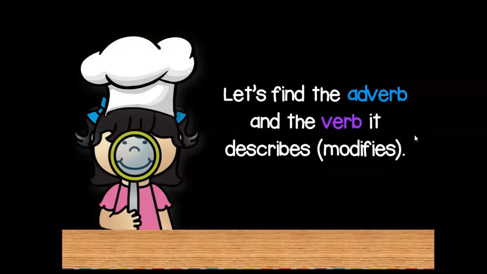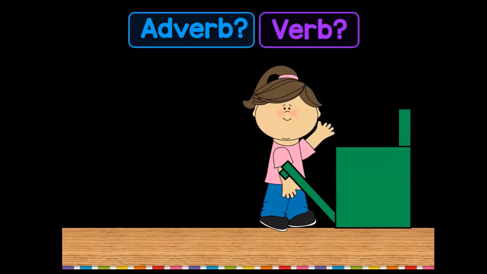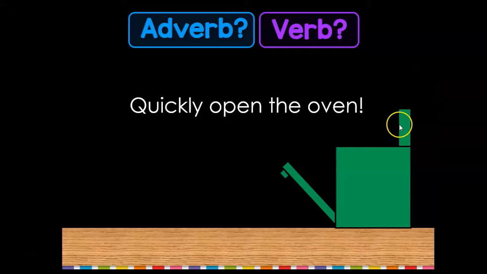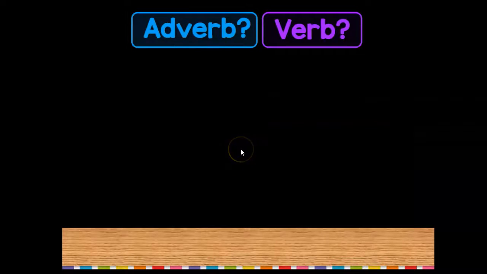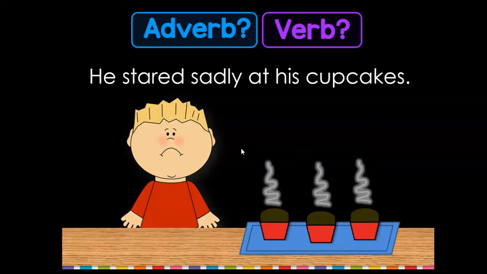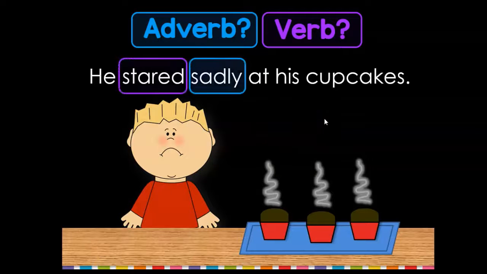All right, so now let's try to find the adverb and the verb that it describes or modifies. All right. Quickly open the oven. All right, think about where the verb and adverb is in this sentence. All right, so our verb is open, and quickly describes open. All right, he stared sadly at his cupcakes. All right, try to find the verb and adverb in this sentence. Okay, stared is our verb, and sadly is our adverb that describes stared.